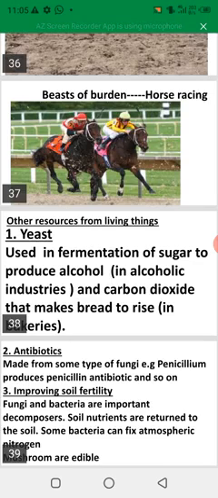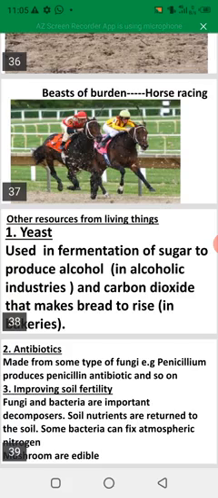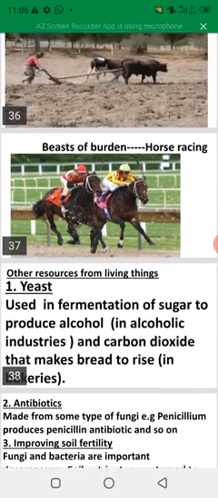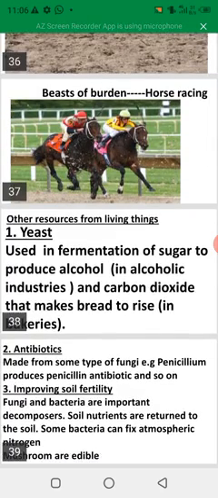Then other sources from living things. We have yeast. Yeast is used in fermentation of sugar to produce alcohol in the alcoholic industry. And carbon dioxide makes bread to rise. So we use yeast in bakery, in baking bread. It makes bread to swell, to increase in size. We also have antibiotics made from types of fungi, e.g. penicillin.